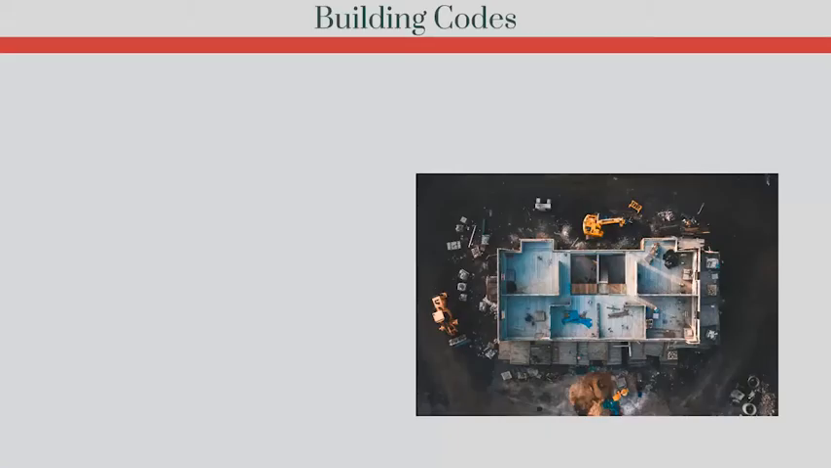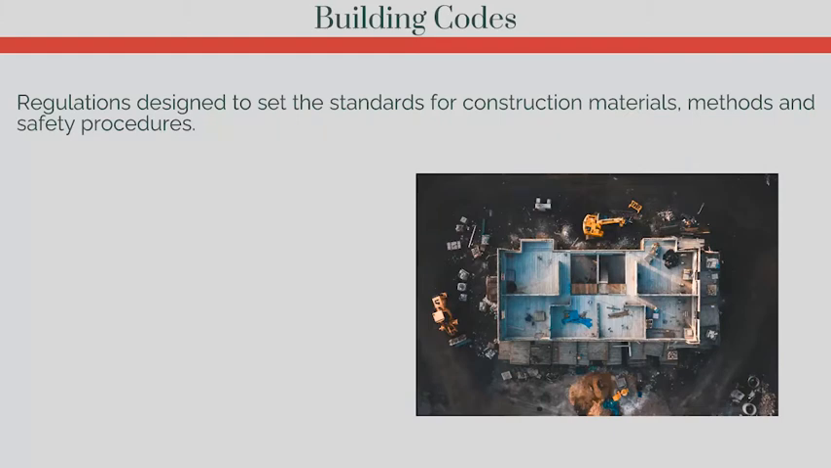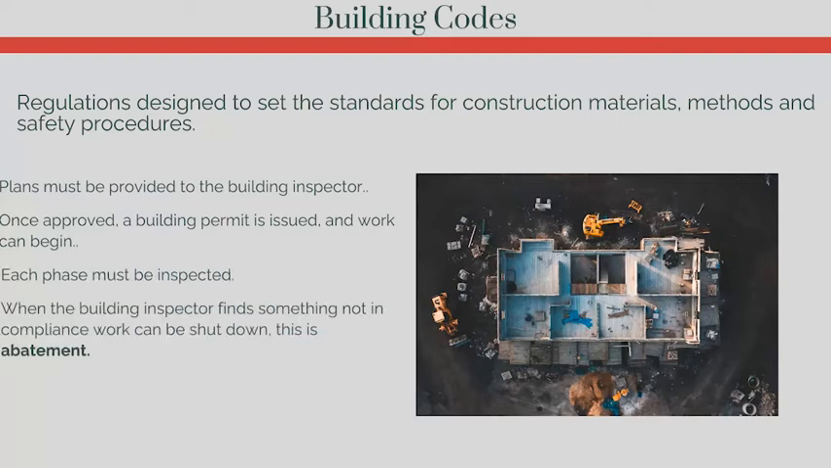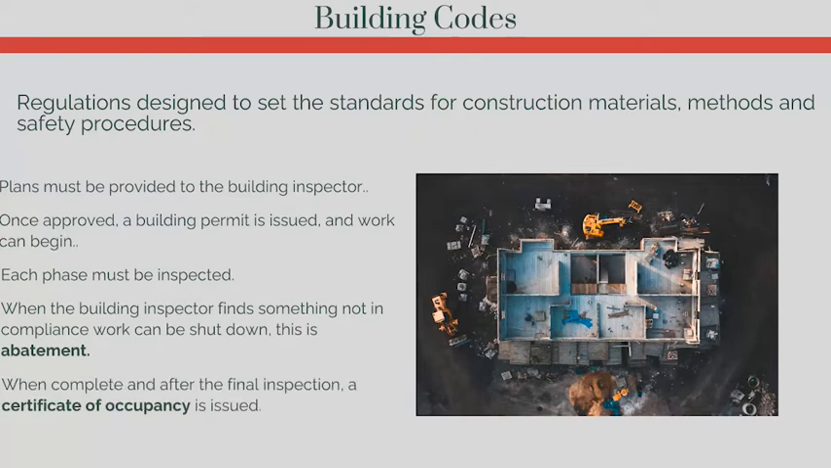Building codes. Regulations designed to set the standards for construction materials, methods, and safety procedures are building codes. Plans must be provided to the building inspector. Once approved, a building permit is issued and work can begin. Each phase must be inspected. When the building inspector finds something not in compliance, work can be shut down. This is abatement. When complete and after final inspection, a certificate of occupancy is issued.